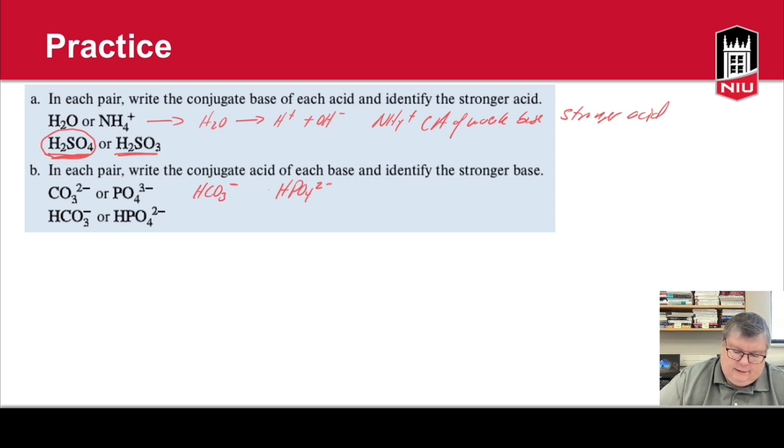The stronger base is going to be the weaker acid. So the weaker acid is phosphoric acid. So PO4 3- is going to be the stronger conjugate, or the stronger base. HCO3- or HPO4 2- is going to be H2CO3 and H2PO4-. In this case, this is still a stronger base because this can't accept another proton. So this is a stronger base.